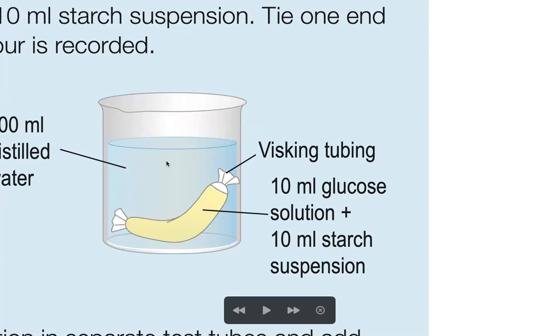So cikgu nak tanya awak, contohnya kat sini kita ada water, we have Visking tube. Inside the Visking tube, we have glucose and starch. Between glucose and starch, who will get out? And who will remain in the Visking tube? The answer is glucose will get out, but starch will remain in the Visking tube. Why? Because Visking tube only allows some substance to get out. Starch will remain because starch is big in size, and glucose is small in size. So that's why glucose can escape from the Visking tube, while the starch will remain.